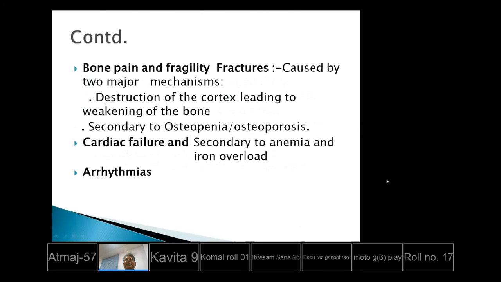Bone pain and fragility. There is fragile bone fracture caused by two major mechanisms: destruction of the cortex leading to weakening of the bone, and secondly osteopenia and osteoporosis. There is cardiac failure and arrhythmia secondary to anemia and iron overload.